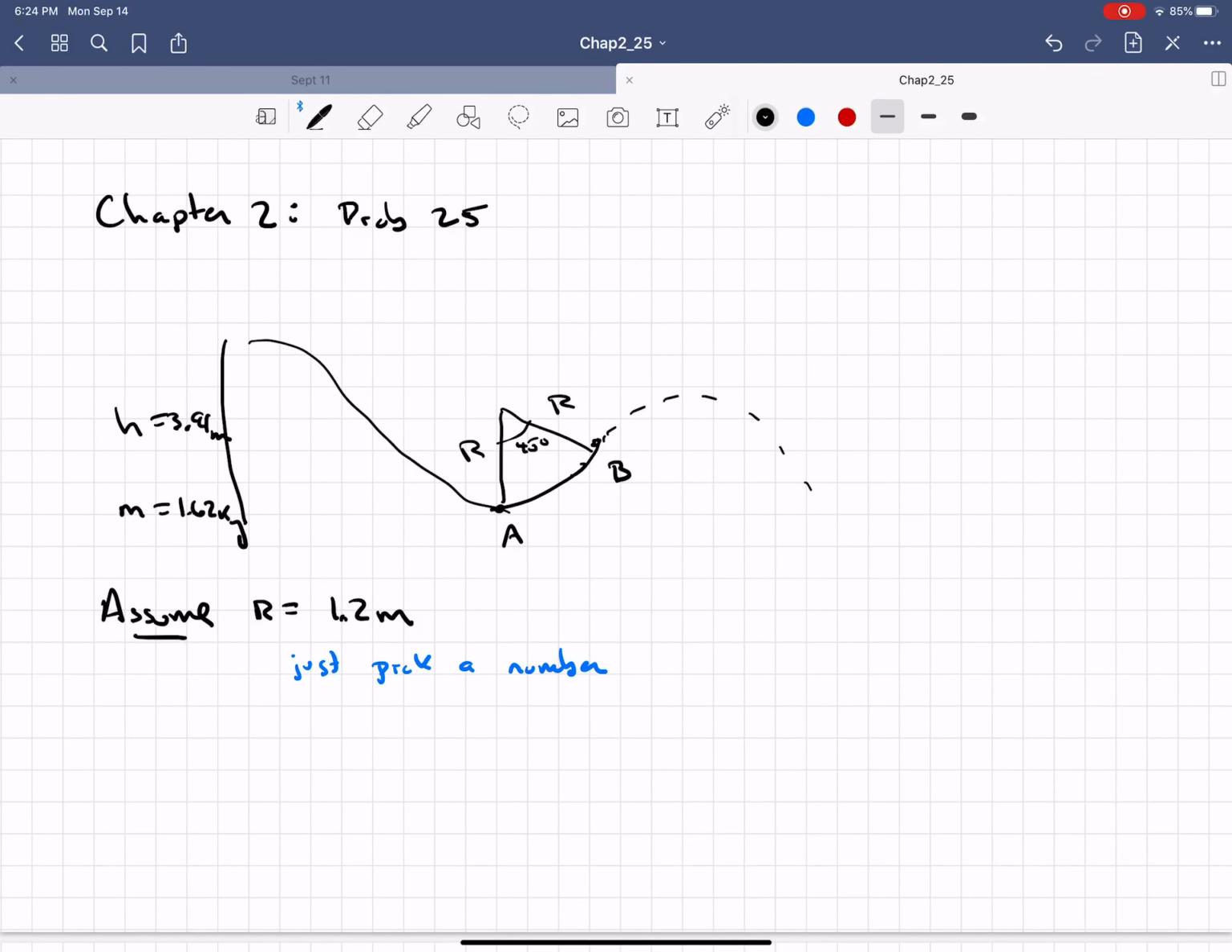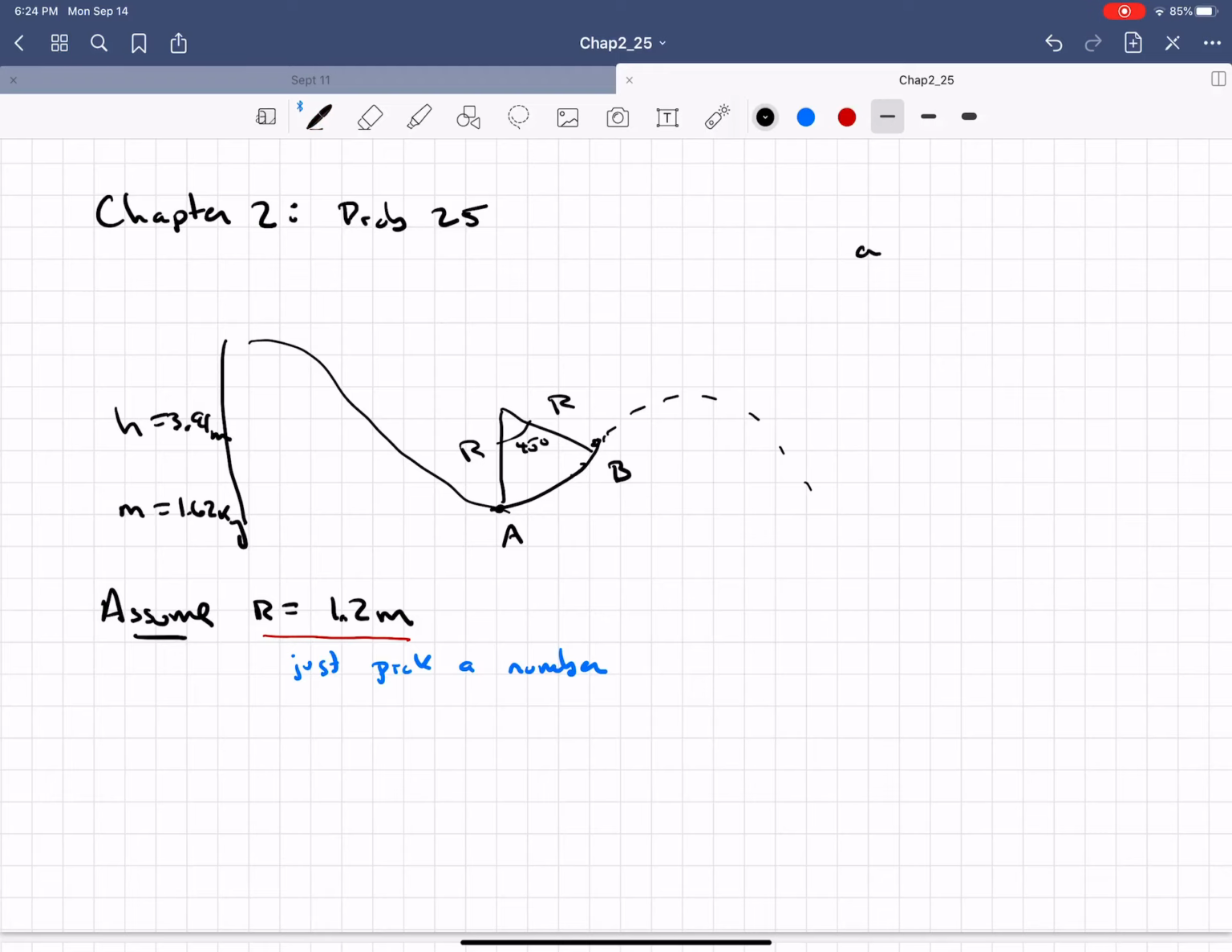So here we're going to work on problem number 25 in chapter 2. One of the issues with problem number 25 is that they don't provide you with a radius value. And in order to get some numbers, you really do have to have one. And so I'm just going to assume a radius value of 1.2 meters in the context of this problem.